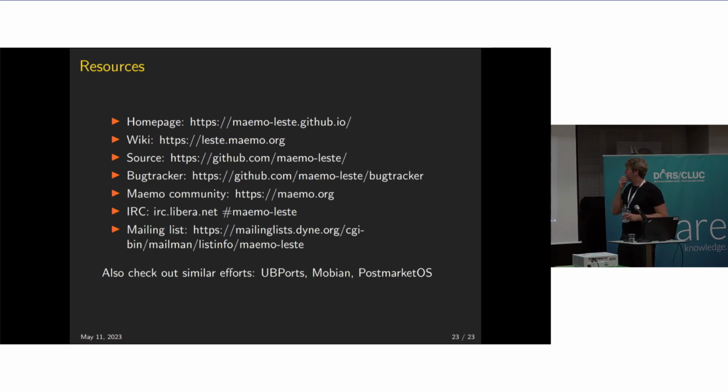Mobian, I think, is another project that's based on Debian, which is also very cool, and they use a different interface that was developed in the last 2 or 3 years by a commercial company called Purism. And UBports is the old Ubuntu Touch project maintained by the community. That's it. We have IRC, a mailing list, and all these other links. Thank you very much.